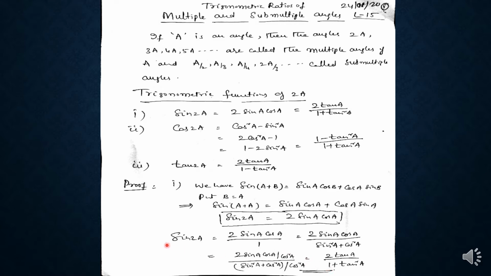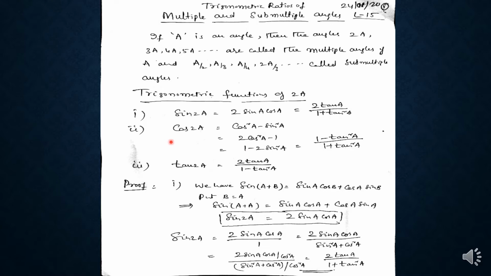Thus we can write sin 2A in terms of tan A as 2 tan A by 1 plus tan square A. If we know the tan A value, then by using this formula we can find the value of sin 2A. So sin 2A is equal to 2 sin A into cos A, or in terms of tan A it is 2 tan A by 1 plus tan square A.